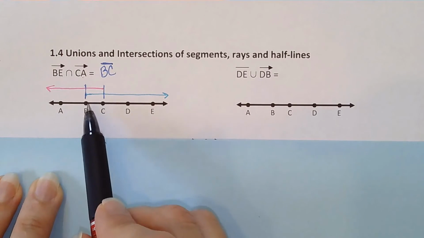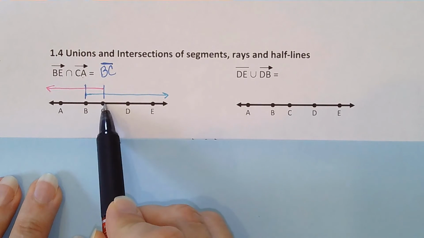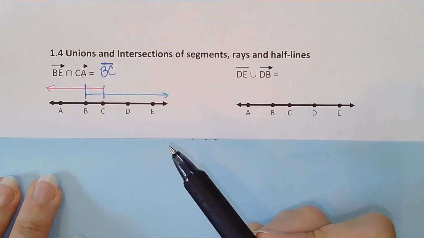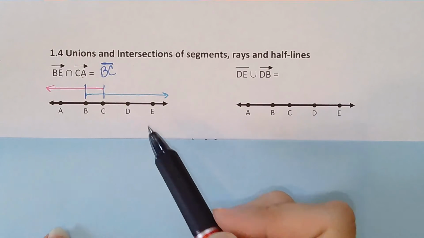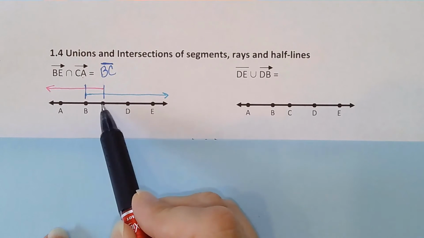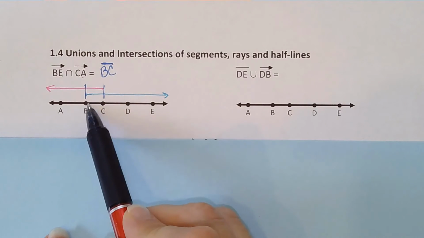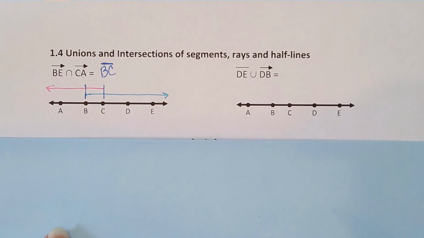I make sure that I use my two letters, and I make sure that I use the right symbol above it. It's really important to use those right symbols that we just talked about. Okay, so BC. If you name it CB, that's fine, because segments can go either way. Rays and half lines, not so much. But segments, you could name it either direction. BC or CB would be an acceptable answer for that.